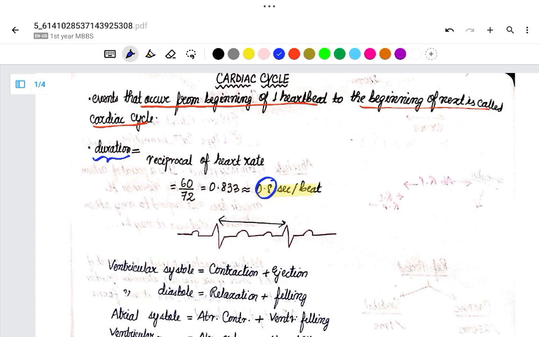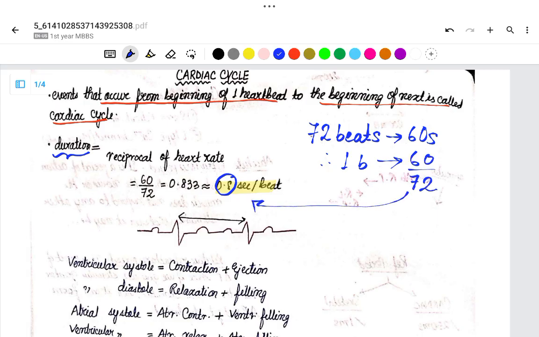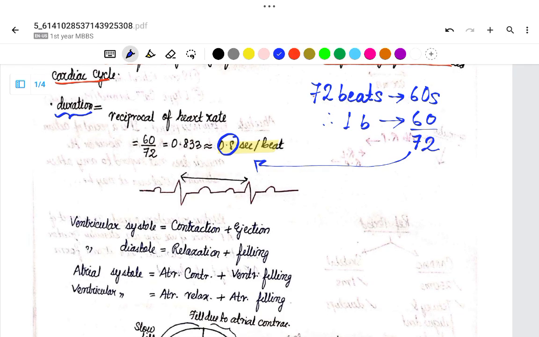Now the question is, how did we arrive at 0.8 seconds? You can see there is general mathematics. We know in a minute there are 72 beats, which take 60 seconds, so one beat would take about 60 by 72. That comes out to be 0.8 seconds per beat.